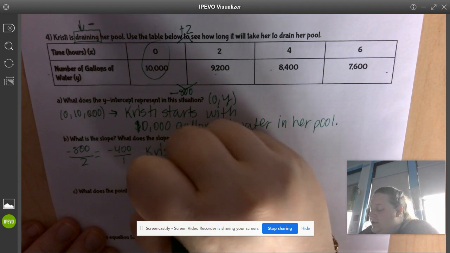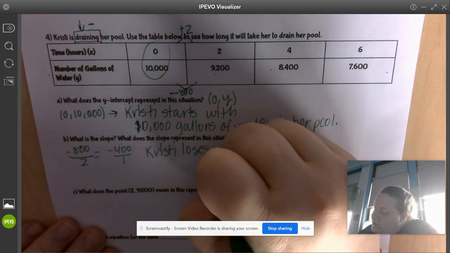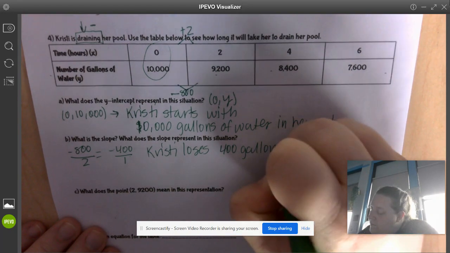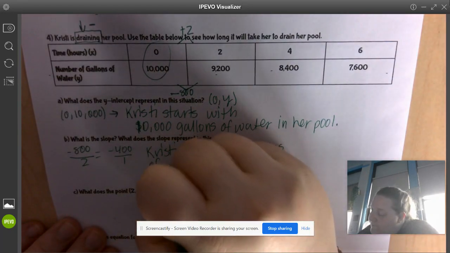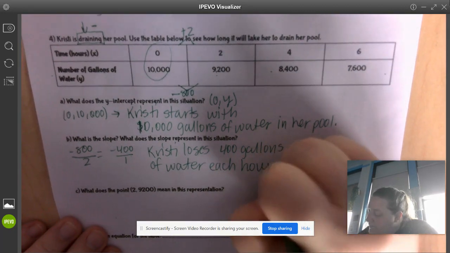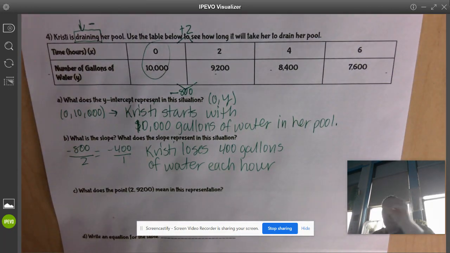So Christy loses 400 gallons of water each hour. Okay. So that's the rate she's draining it at.